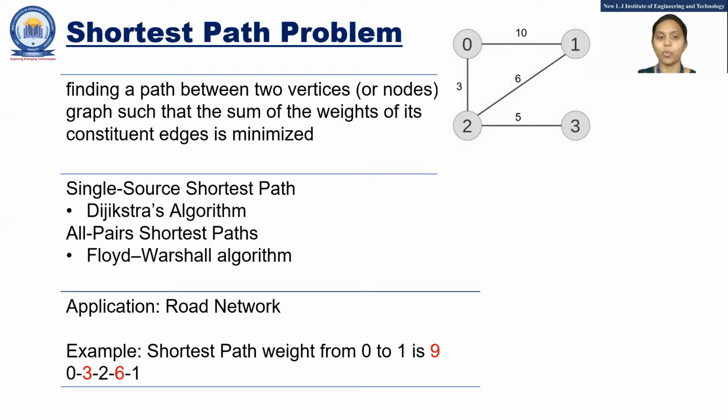Now, as I said, we require some algorithms for the calculation of the shortest path. Dijkstra is one algorithm where you find the shortest path from a single source. But in the Floyd-Warshall algorithm, you are able to find all pair shortest paths. What is all pair? What is single source? That will get more clarity with one example.